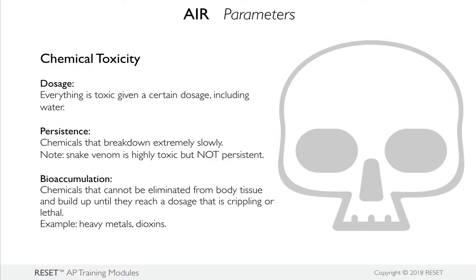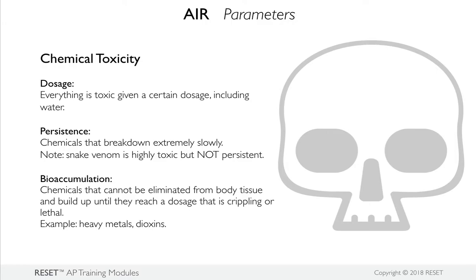And this last term, bioaccumulation. There are chemicals that cannot be eliminated from the body. They build up until they reach dosages that are crippling or lethal. And this is highly concerning. Some examples of that are heavy metals or dioxins. And this is where we get the term PBTs from, which is persistent bioaccumulative toxicants.